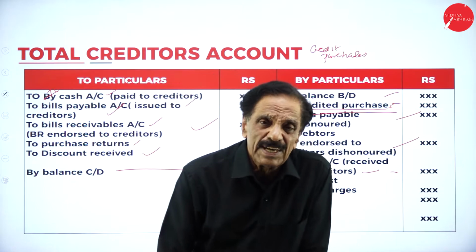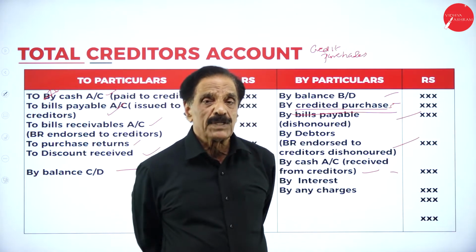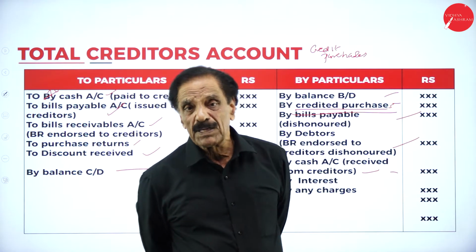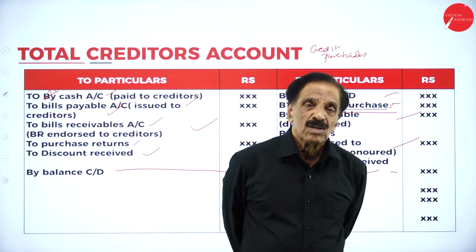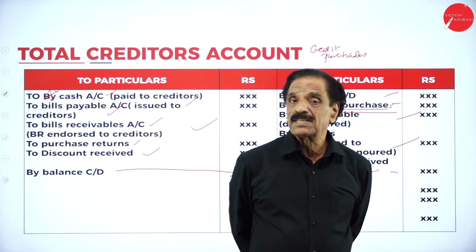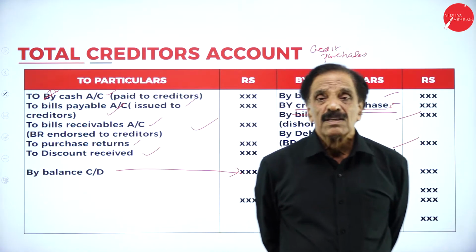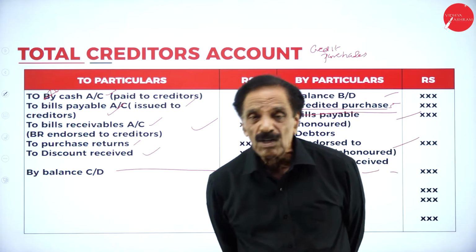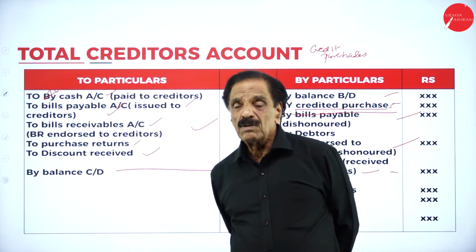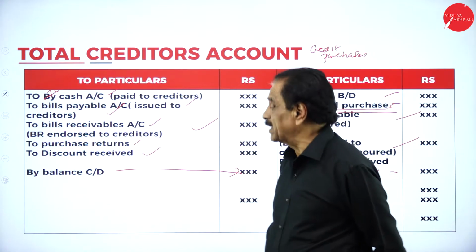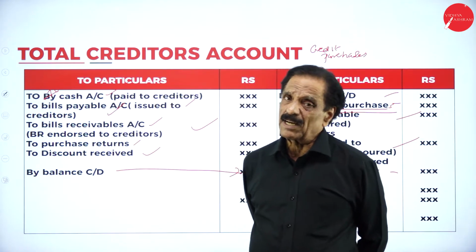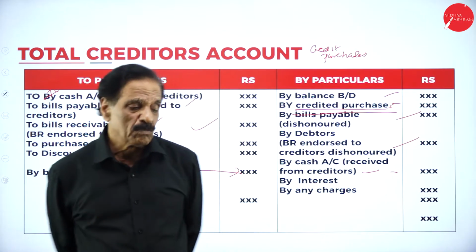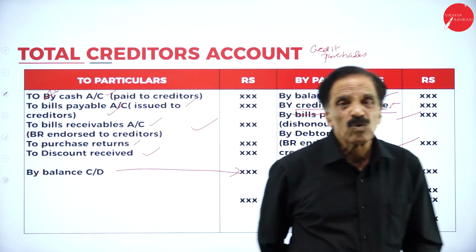Now, the general entry I will tell you: by balance brought down, opening creditor. By credit purchase will come. Debit side common entries: to cash paid to creditor, to BP issued, to purchases return, and instead of sales return, discount received will come. Then to BR account, BR endorsed to creditor. You must be careful. If any cash is paid to creditor, naturally your creditor account will be reduced. You must be very, very careful about this. Slowly you have to do it.